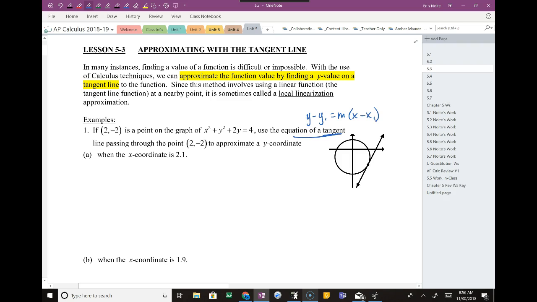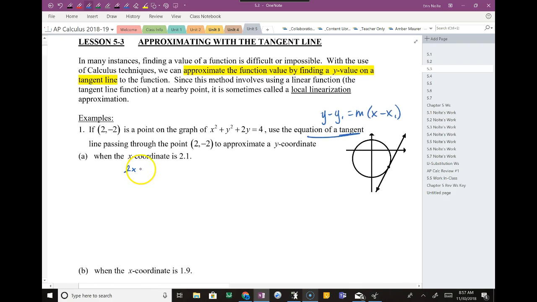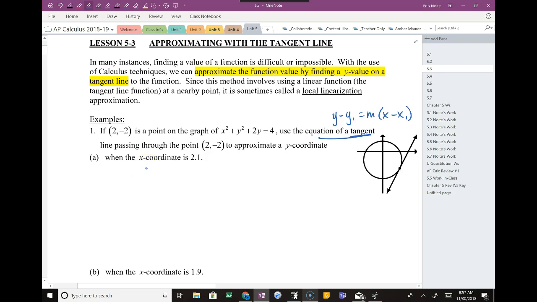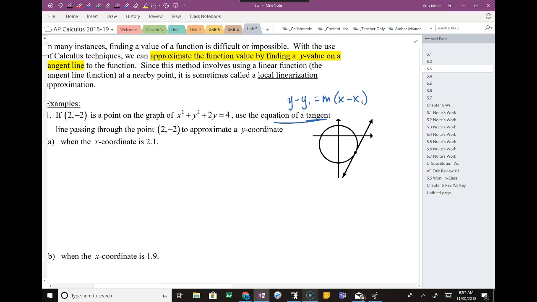Okay, so I need my slope. So I'm going to derive my function. What is the derivative of x squared? 2x.